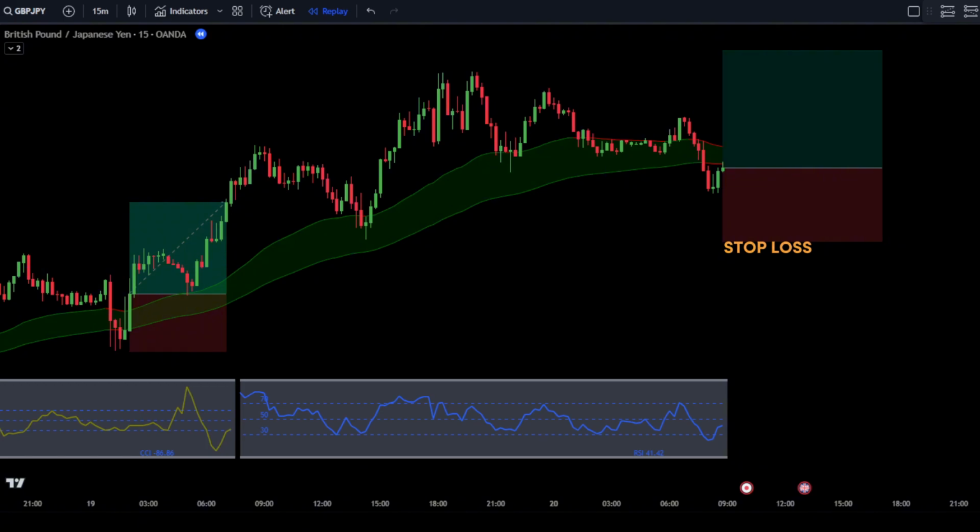Set the stop loss at the last swing low. Use a take profit target with a risk to reward ratio of 1 to 1.5.